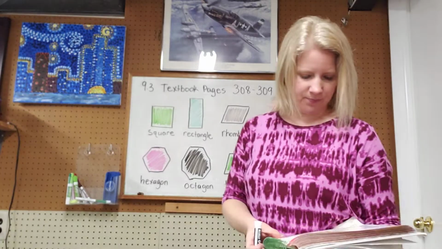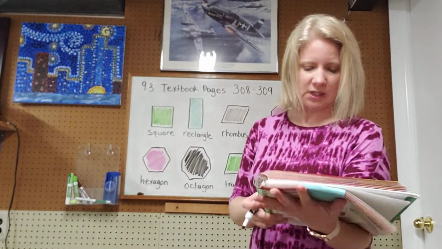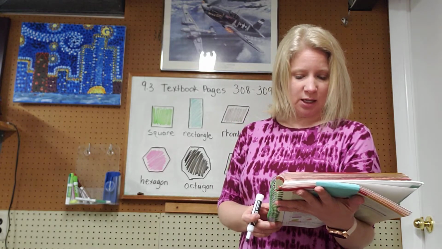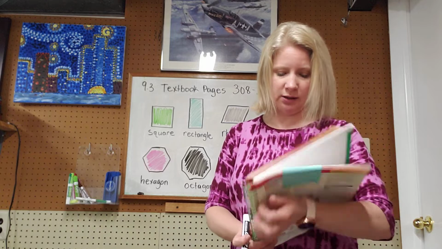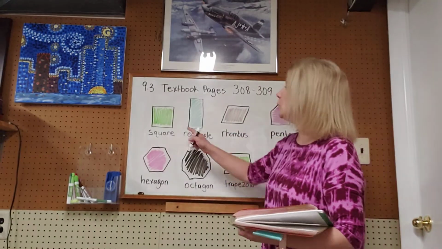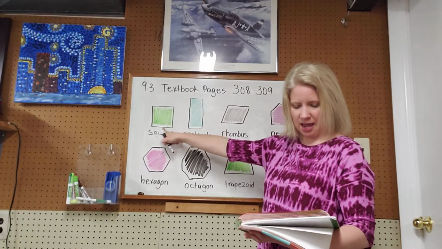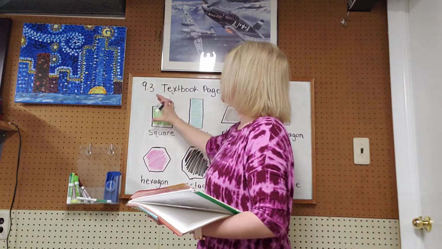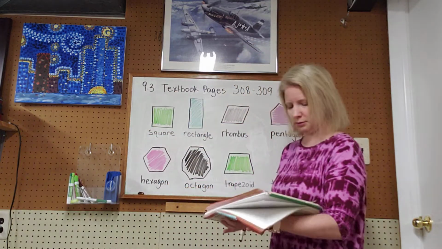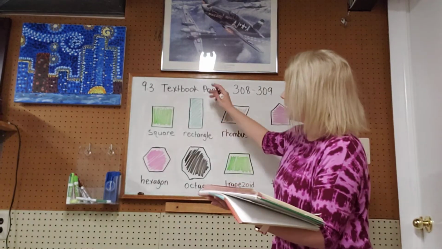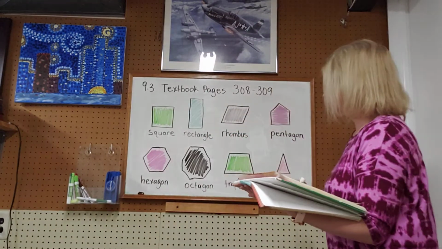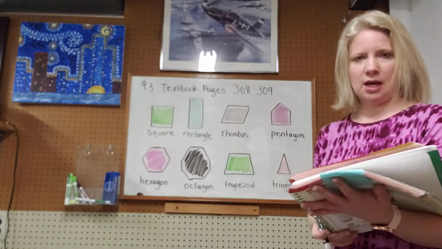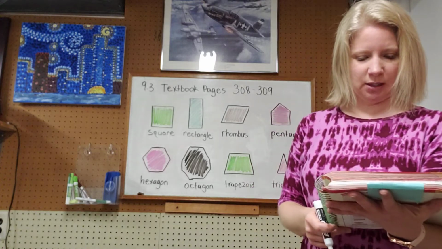Okay, let's go on. A parallelogram is the next definition. A quadrilateral that has opposite sides that are parallel and equal is a parallelogram. So a square is a parallelogram because it has 2 sides that are parallel and 2 sides that are parallel. A rectangle would be a parallelogram. A rhombus is a parallelogram. I hope you understand some of those definitions a little bit better.